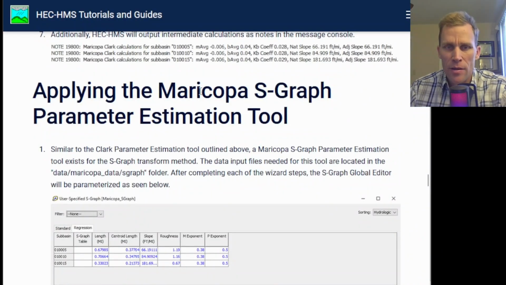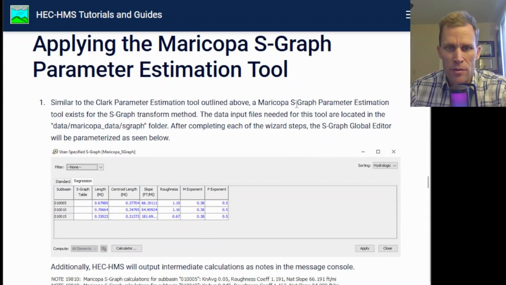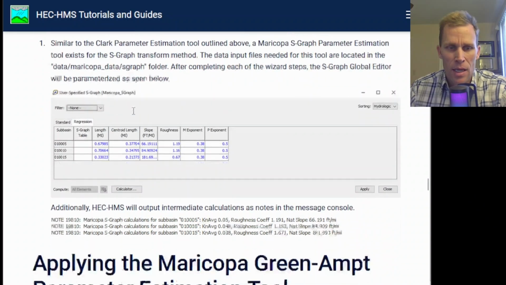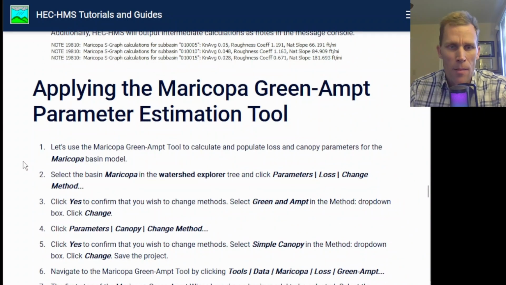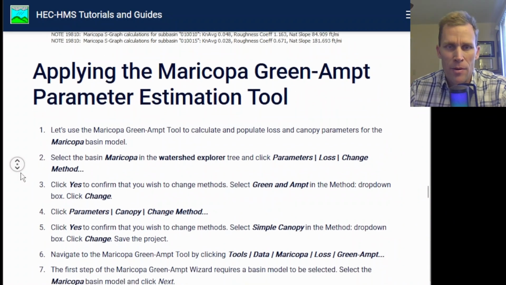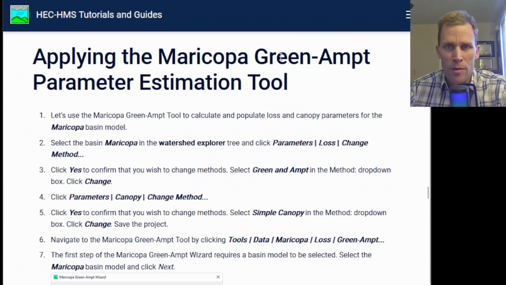Task 3 is applying the Maricopa S-graph parameter estimation tool. I'm going to skip this one because it basically goes through the same steps. I'm going to stick with the Clark unit hydrograph method. And so we can move down to the next task. Applying the Green and Ampt parameter estimation tool using the Maricopa County method. So let's get started on this.